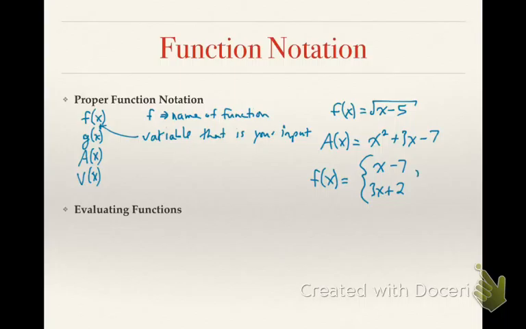But to make sure it's a function and each input only has one output, you have to state the domains for each part of the piecewise function. So for instance, this first one might be for all x values less than 5, and the rest of it is x greater than or equal to 5. Okay, notice there is no overlap. There are no two x values.